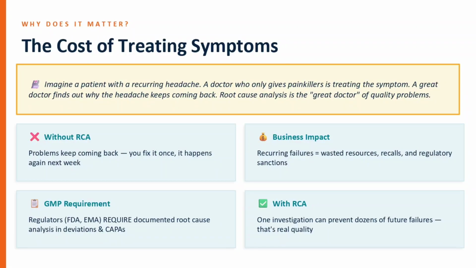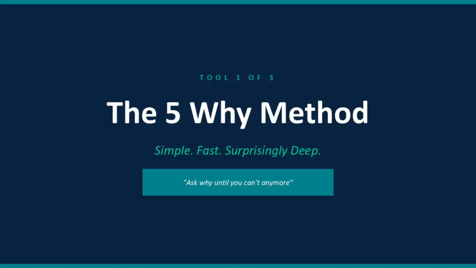Let's start with the simplest and most used tool. Tool number 1. The 5 why method. Simple. Fast. Surprisingly deep. The idea is exactly what the name says. You ask why 5 times. Each time, you dig 1 level deeper. Let's see it in action.